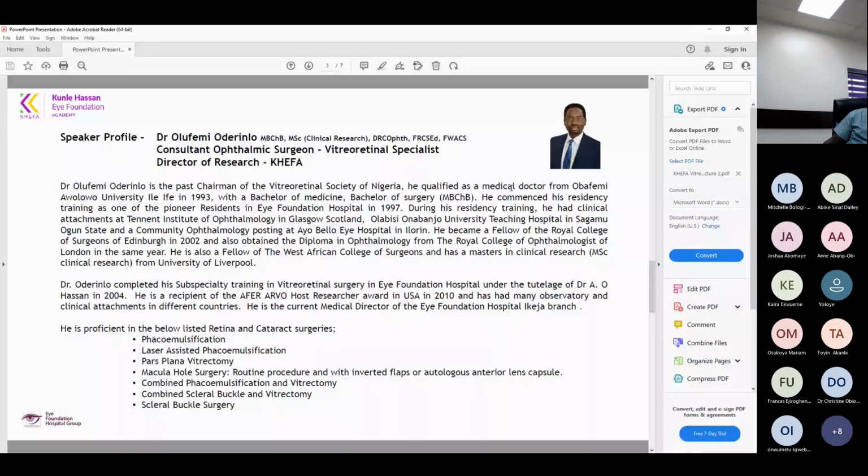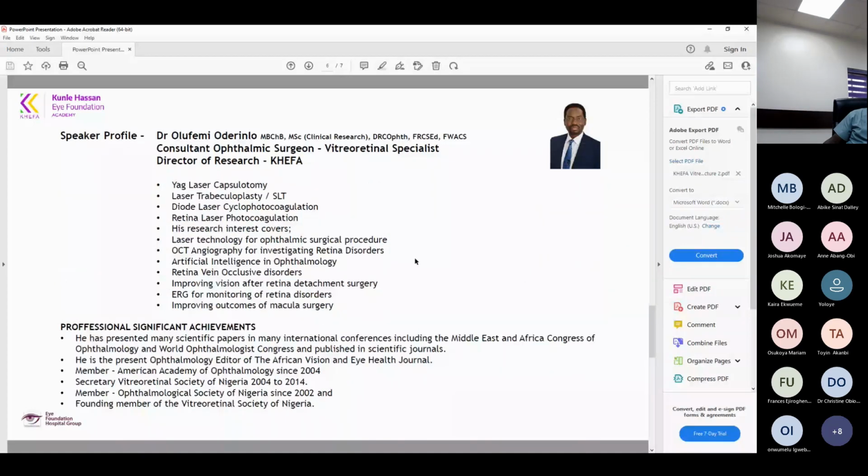He's the current medical director of Eye Foundation Hospital. He's very proficient in various procedures and surgeries. Some of his significant achievements are that he has presented many scientific papers in many international conferences. He is the present ophthalmology editor for the African Vision and Eye Health Journal. He's a member of the American Academy of Ophthalmology. He is the Secretary of the Retina Society of Nigeria. He was the Secretary of the Retina Society of Nigeria from 2004 to 2014. He's a founding member of the same society, and he's a member of the Ophthalmological Society of Nigeria.